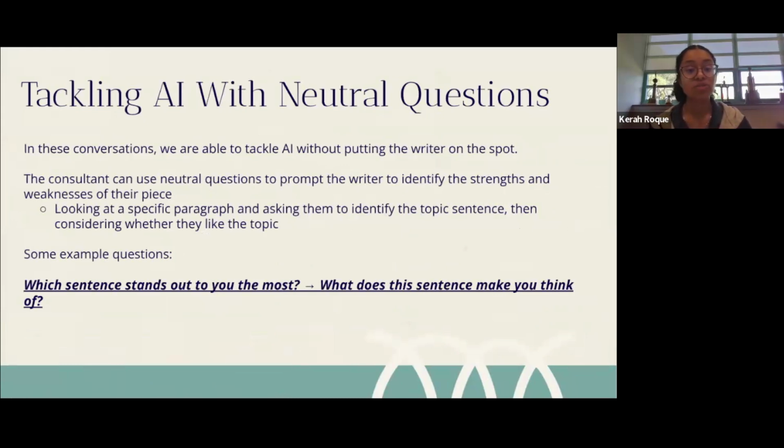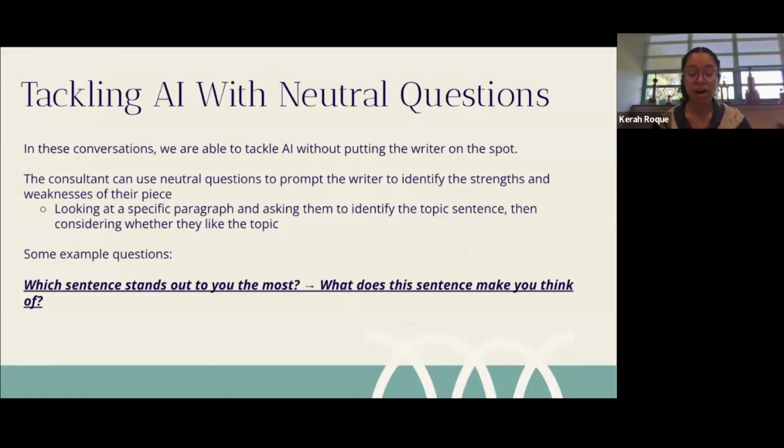The consultant can use neutral questions to prompt the writer to identify the strengths and weaknesses of their piece, even if it was written in conjunction with artificial intelligence, like looking at a specific paragraph and asking them to identify the topic sentence, then considering whether the writer likes the topic through this use of neutral questions. Some example questions of how to get to this part of the consultation are: which sentence stands out to you the most, or what does this sentence make you think of?